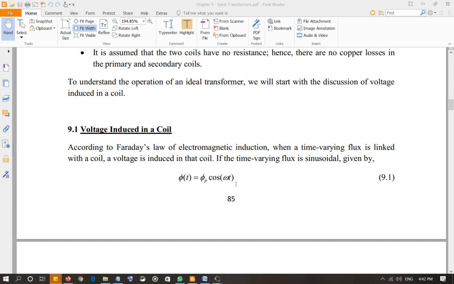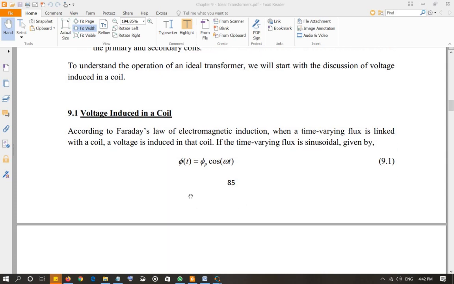So to understand how the transformer works, first we're gonna look at the concept of the voltage induced in a coil, which we have already discussed, but more importantly, the concept of the sinusoidal flux. So we know Faraday's law of electromagnetic induction: when a sinusoidal current is going to flow through a coil, sinusoidal flux is going to be produced. And let's assume that the sinusoidal flux is given by this equation. Phi of t is equal to phi p, where phi p is the maximum or peak flux, cosine omega t.